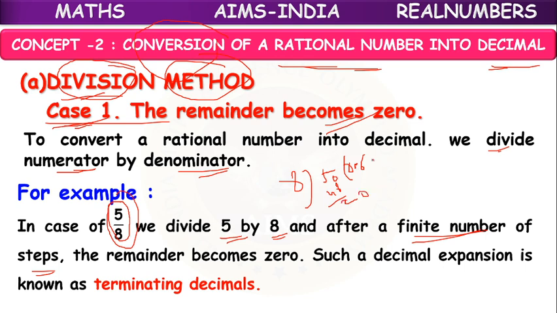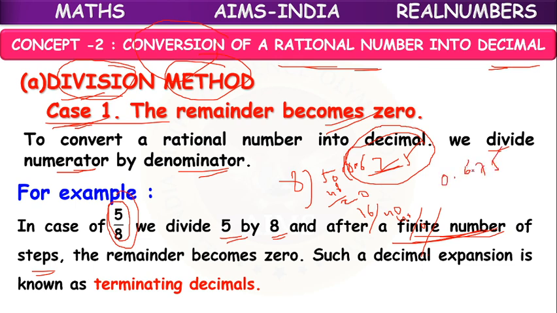We can take one more 0 here. 8 2 times 16, 4 is remaining. So we can take one more 0. 8 5 times 40. So the remainder is 0. Means after a finite number of steps, after 3 places of decimal, the division stopped. So this decimal expansion 0.625, which is equal to 5 by 8, is called a terminating decimal.